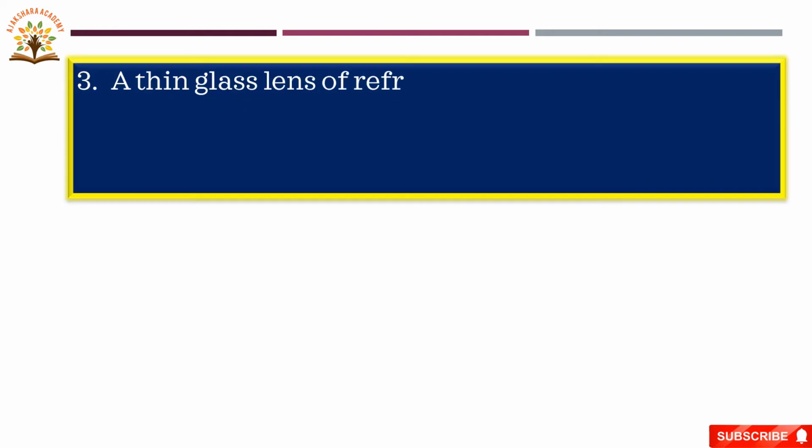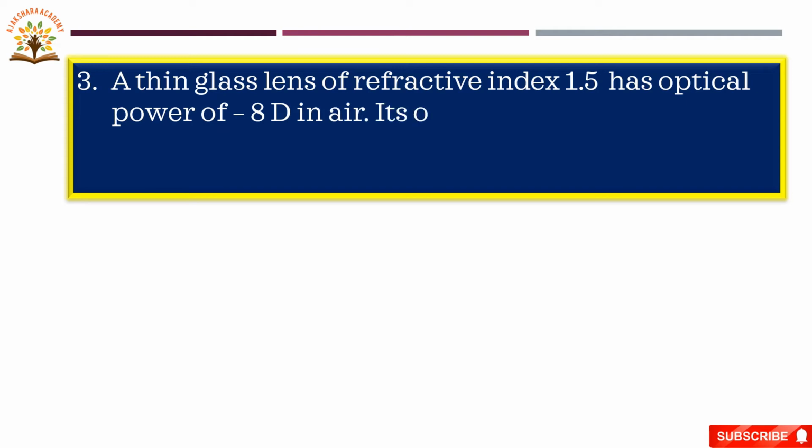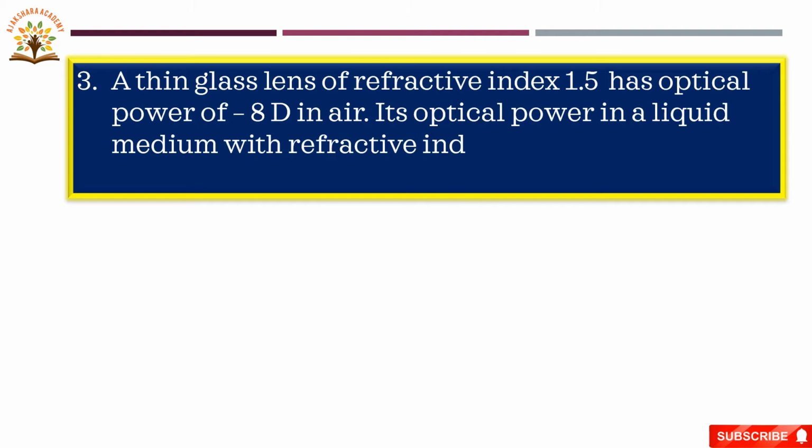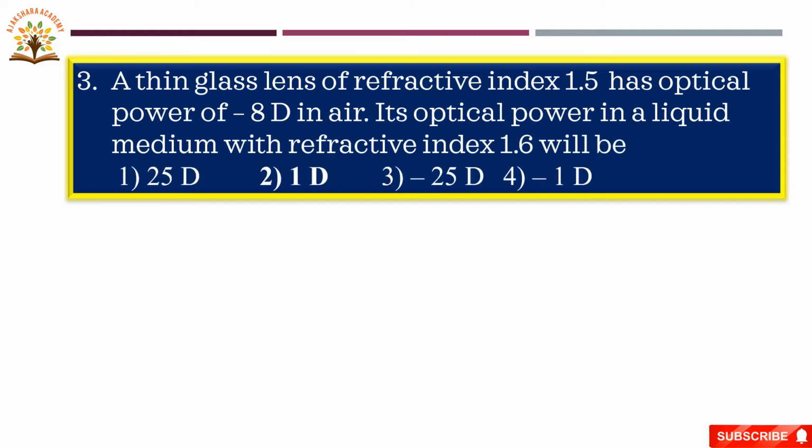A thin glass lens of refractive index 1.5 has optical power of minus 8 diopter in air. Its optical power in a liquid medium with respect to the refractive index 1.6 will be. Here we have to calculate its power in the liquid. Now, let us go to the solution.